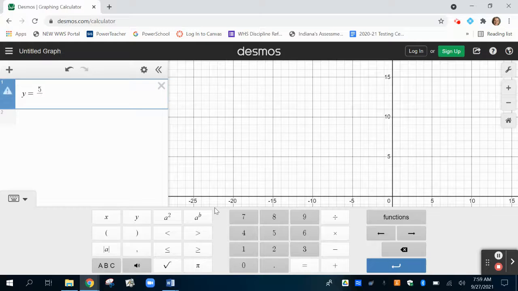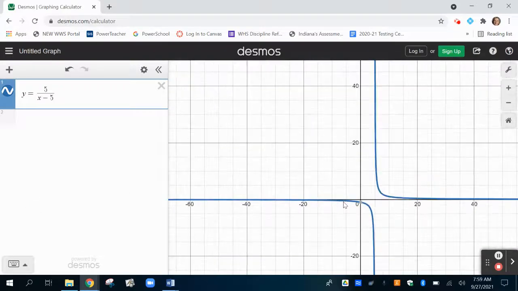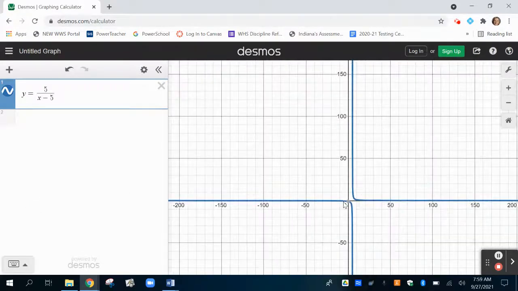when I do divided by, it automatically puts in that fraction bar, and I'm going to put x minus 5 on the bottom. If I needed any of those extra keys, like x squared or square root, this gives me all those other functions. So I'm going to put in x minus 5 here, and I'm going to look at this graph, which definitely looks different than what we've seen before.